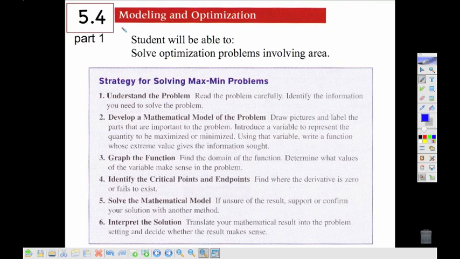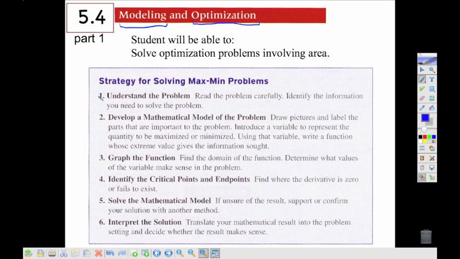In section 5.4, we're going to be looking at modeling and optimization. By modeling, what we're talking about is we're going to take a real-world problem and create a function to go with it, or an equation to represent that. By optimization, then, we want to maximize or minimize some value related to that equation.